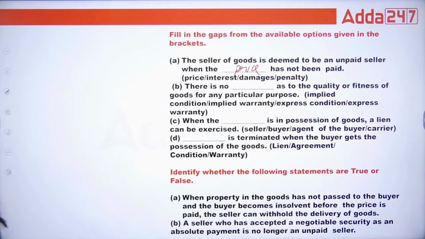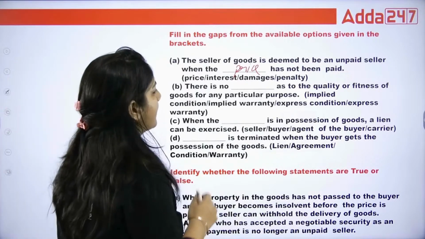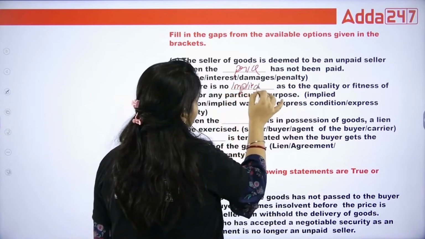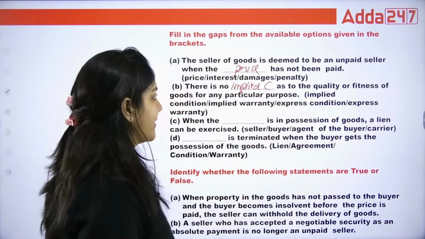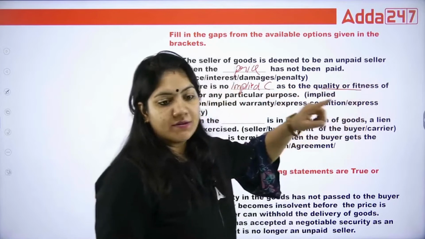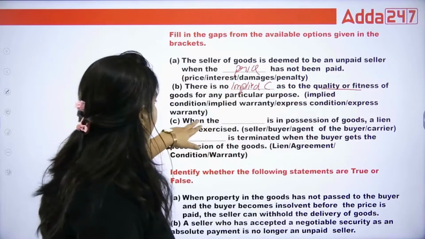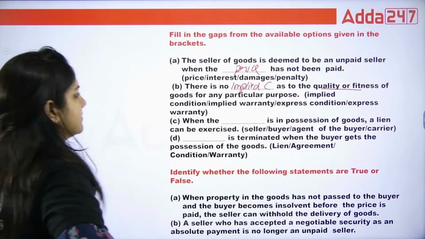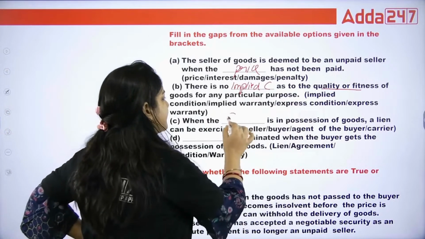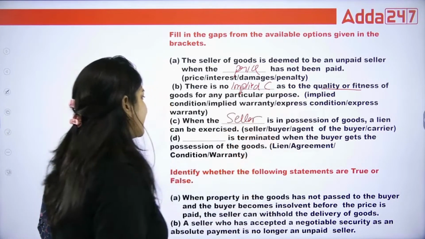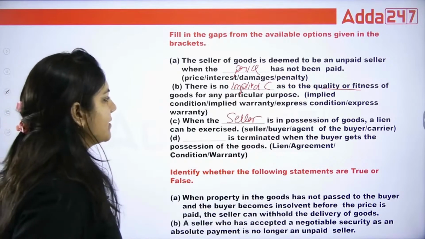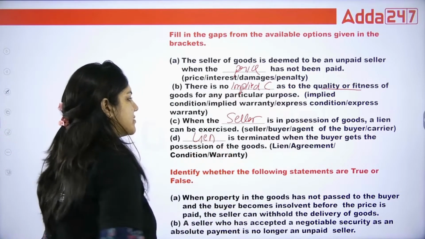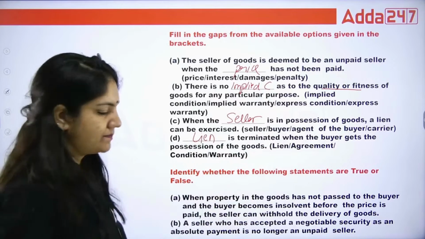So as we know, this is called implied condition, because in the previous class we have just done the implied condition, the types of implied condition. So quality and fitness come under the types of implied condition. When the seller is in possession of goods, a lien can be exercised. The lien is terminated when the buyer gets possession of goods. Lien means holding the property.